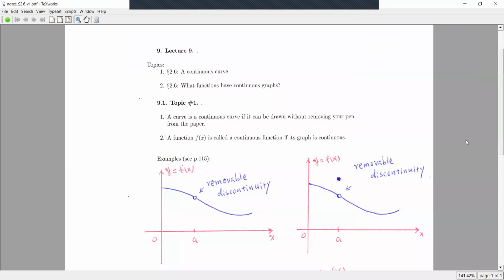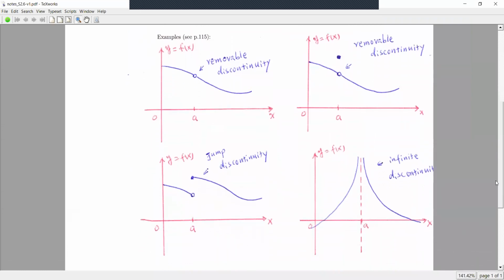Here are some examples about a function that is not continuous. You can find these examples in the book on this page. In this diagram, the function f is continuous everywhere except at a point A. At a point A, the function has a removable discontinuity. Why removable? Because if we add a point here, then the discontinuity is gone.